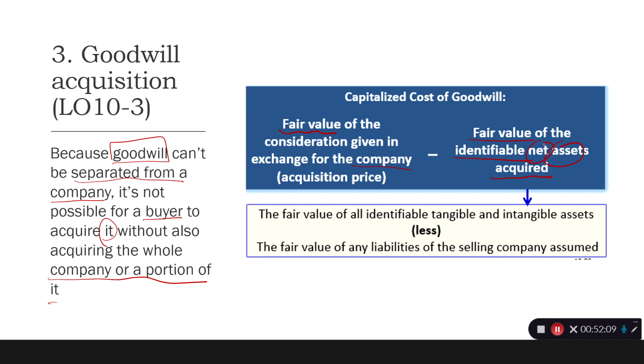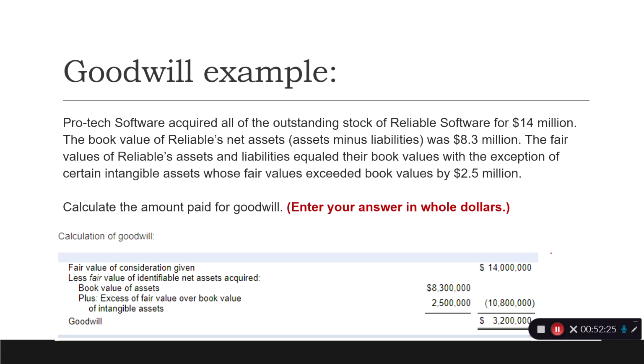And how do we calculate the net assets of the acquired company? It equals the fair value of all identifiable tangible and intangible assets minus the fair value of any liabilities of the selling company assumed. Okay. Example: ProTech Software acquired all of the outstanding stock of Reliable Software for $14 million. The book value of Reliable's net assets, which is assets minus liabilities, was $8.3 million. The fair value of Reliable's assets and liabilities equals their book value, with the exception of certain intangible assets whose fair value exceeds book value by $2.5 million.